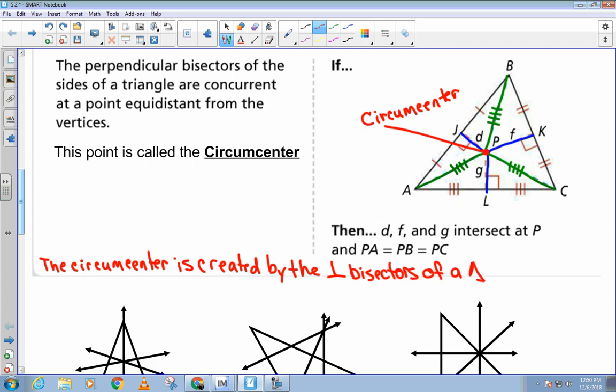of a triangle and is equidistant to the vertices. So you draw all three perpendicular bisectors. They intersect at a point called the circumcenter, and that point is equidistant to the vertices.